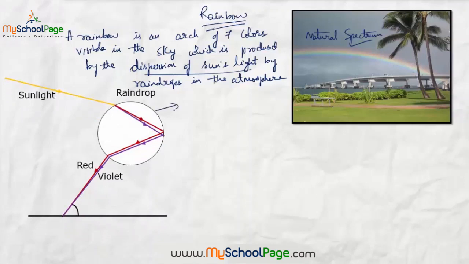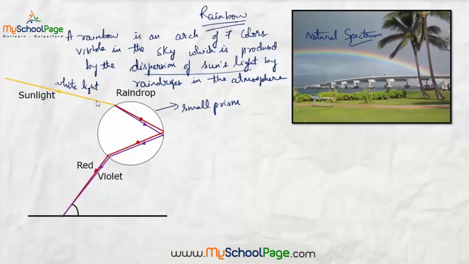So this is the raindrop. Raindrop in the atmosphere acts like a small prism. As the white light enters and leaves the raindrop, the various colored rays present in the white light are refracted by different amounts, due to which an arch of 7 colors called rainbow is formed in the sky.